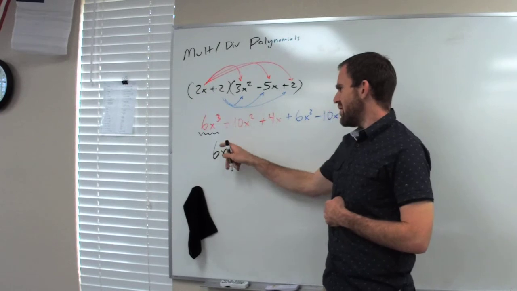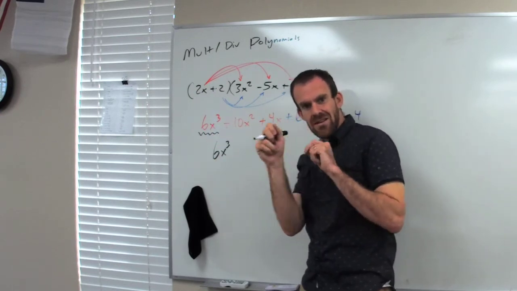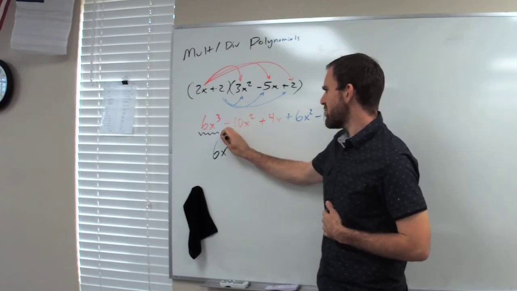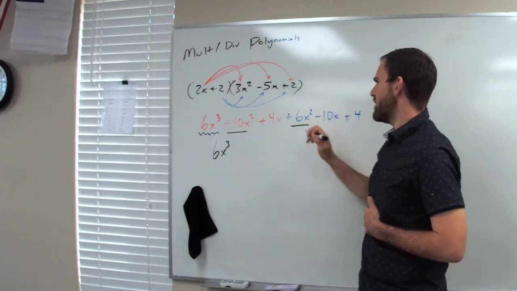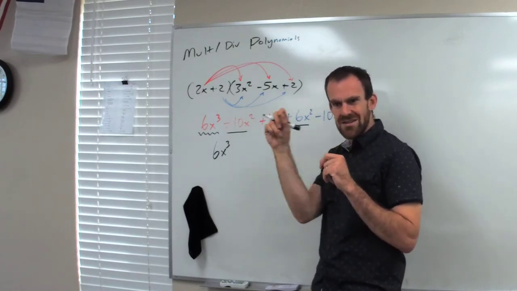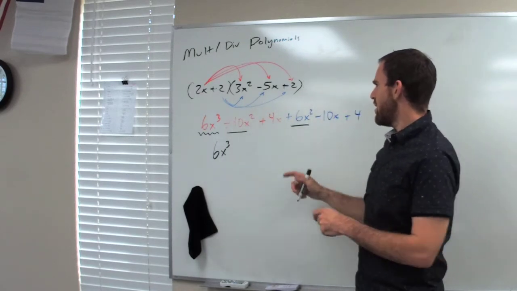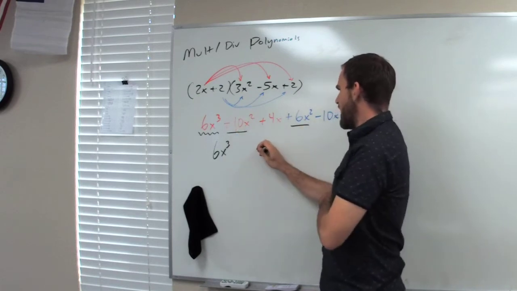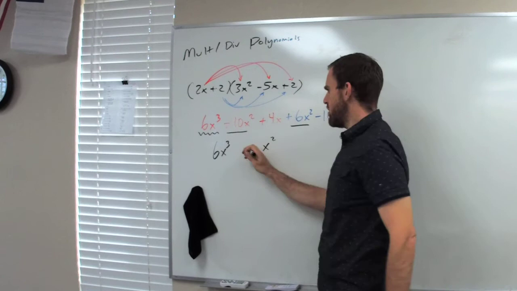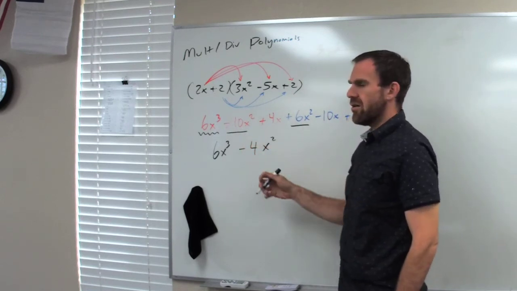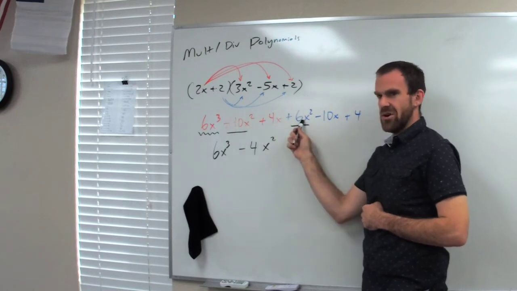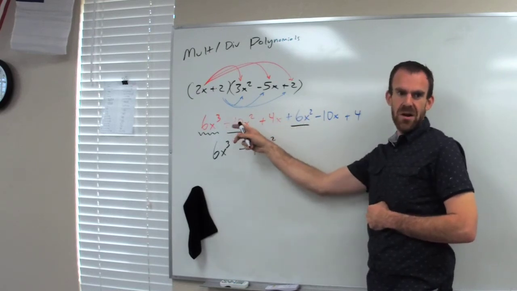I like to either do different colors underneath each one so I can see which ones go together, or do different symbols. So for x squared, I have negative 10 plus 6. See how I did a wavy line for x cubed and I did a solid line for x squared. So I know it's going to be an x squared. I have 6 minus 10 is negative 4. Remember, when you subtract with different signs, you take the bigger number minus the smaller number, and then keep the sign of the bigger number.